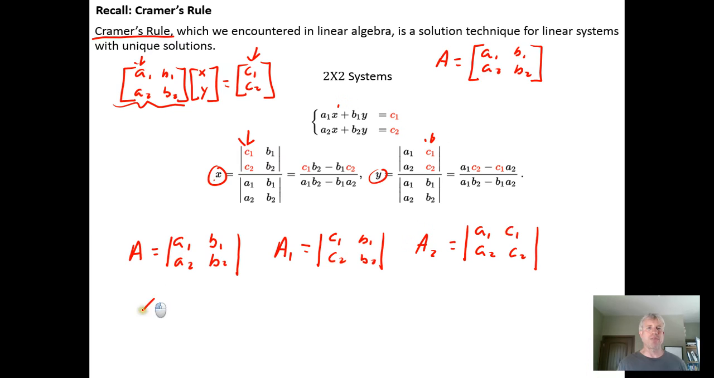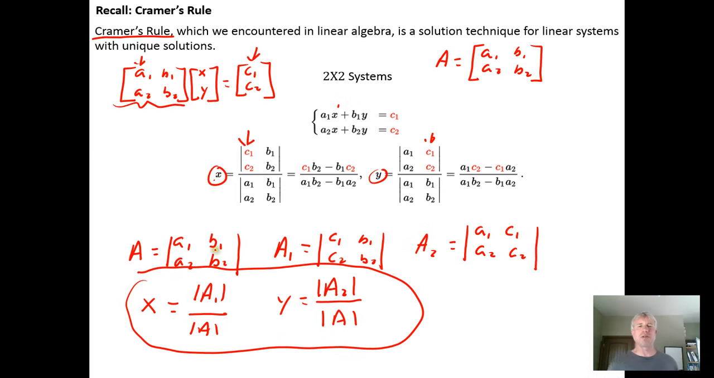And then we identified that we could find solutions x and y if the solution's unique. In other words, if the determinant of A isn't equal to 0, then we could find a solution x equals the determinant of A sub 1 over the determinant of A. And a second solution, our solution for y, could be found by doing the determinant of A sub 2 over the determinant of A.